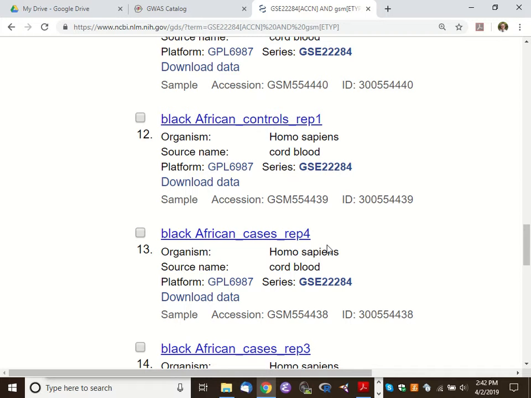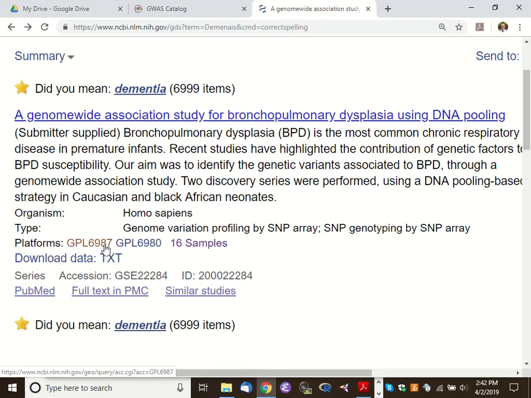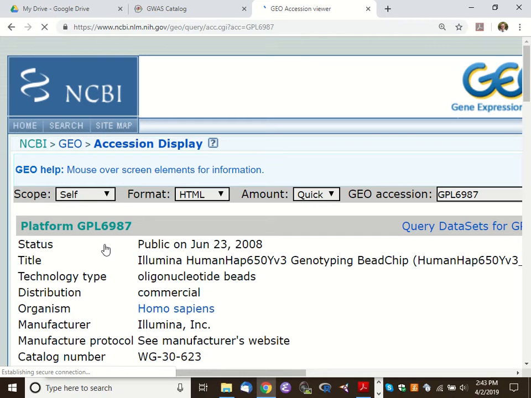All right, great. So that has now given us some indication of the N, but we can also look at these platforms. Now, what are the platforms? I'm going to just hover the mouse here and see if it responds. Nope, not quite that clever. Platforms. Does anyone have a clue what that might be useful for? Okay. The platform in this case says we have a measurement, and the measurement was made by a particular technology. So we're going to drill down on one of these. GPL6987. Here we go. This was collected on an Illumina Human HAP 651 version 3 genotyping B chip.